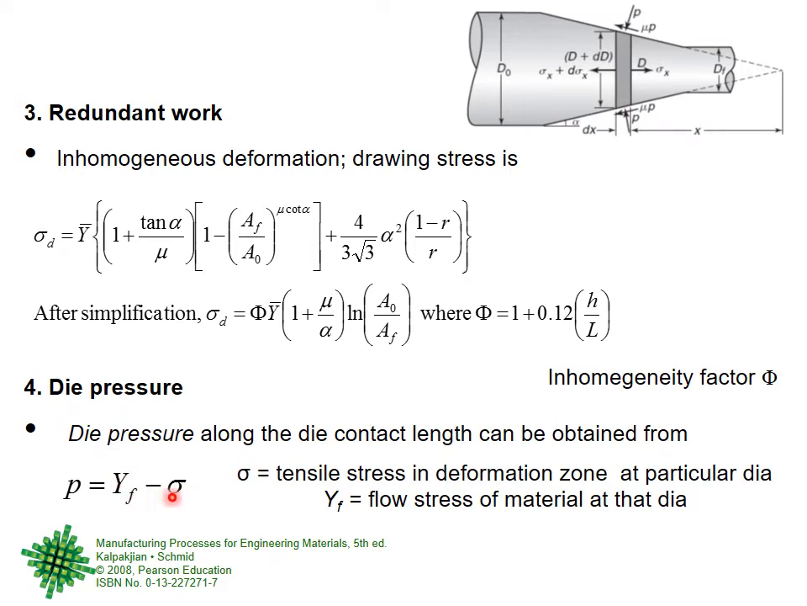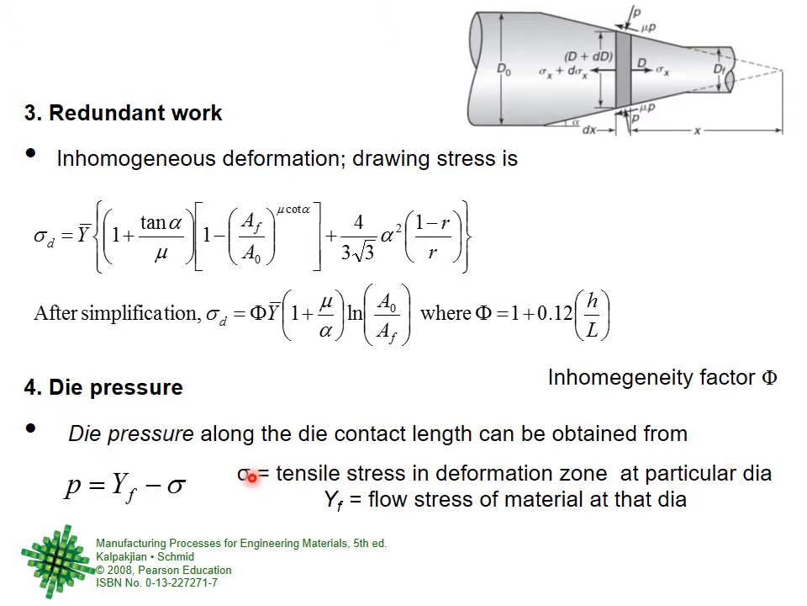YF minus sigma. Now YF is the flow stress of the material at the die, flow stress of the material at that location, and sigma is the tensile stress in the deformation zone at a particular given dia, right? Because if it is contacting from here to here, so here the dia is different, here the dia is different. So sigma is the tensile stress in the deformation zone, in the contact zone, where the die land is directly in touch with the die at any given particular dia.